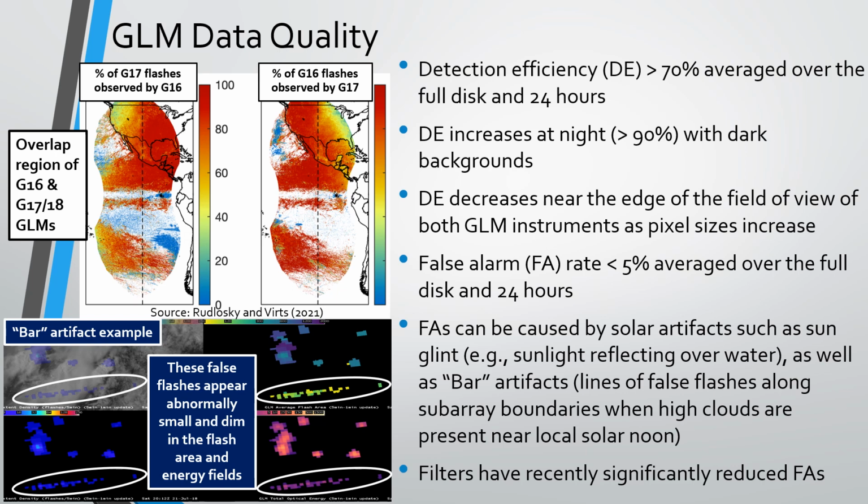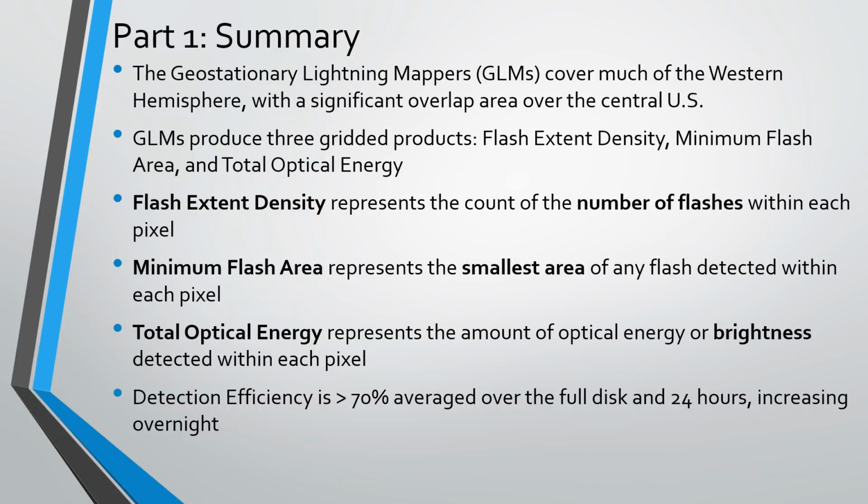To summarize Part 1, the Geostationary Lightning Mappers, or GLMs, cover much of the Western Hemisphere with a significant overlap region over the central United States. The GLMs produce 3 gridded products as their level 3 data files. Those products are flash extent density, minimum flash area, and total optical energy.